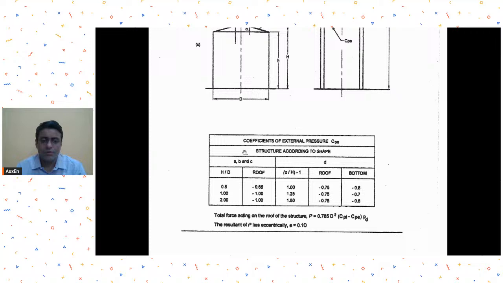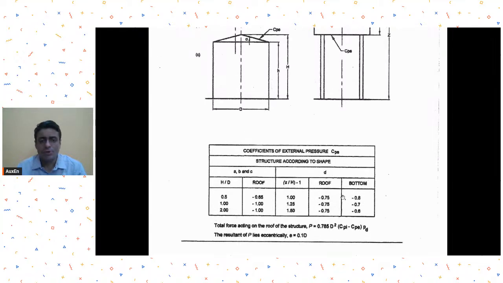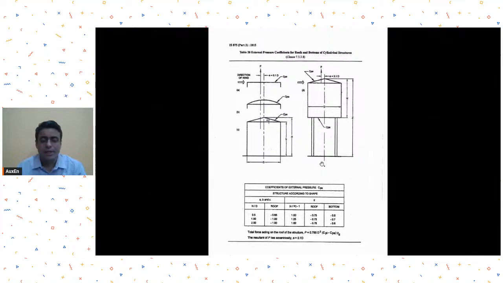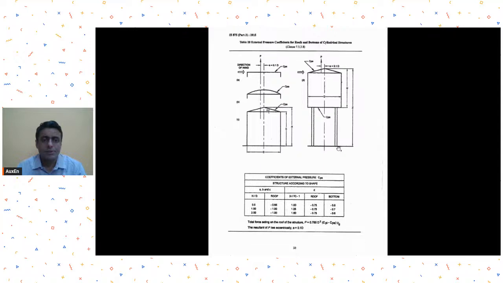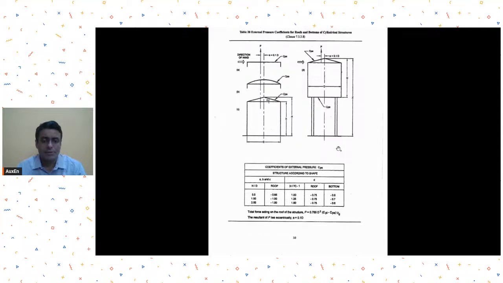Anyway, these coefficients are given for different h by d ratios. The coefficients are given on the roof. The coefficient is given on the bottom also. Understood? It's quite simple how you do it. So what I will do is maybe I'll just take a complete picture.